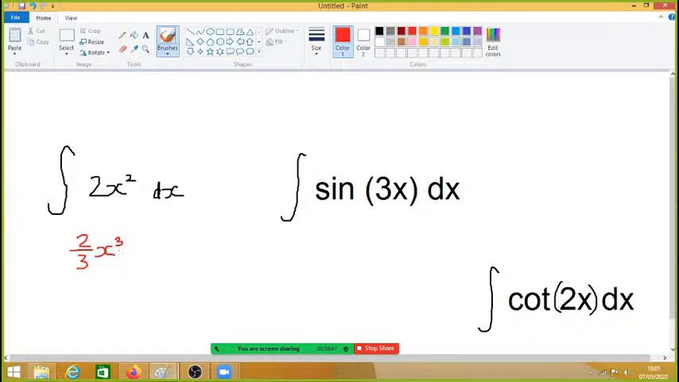Well done to Aisha for the first answer. So add 1 to the power and then divide by the new power. That's the first one. We can put a plus C. It's not really necessary at the moment. And then the second one is minus cos 3x. And then you have to divide by whatever 3x differentiates to, which is 1 over 3.